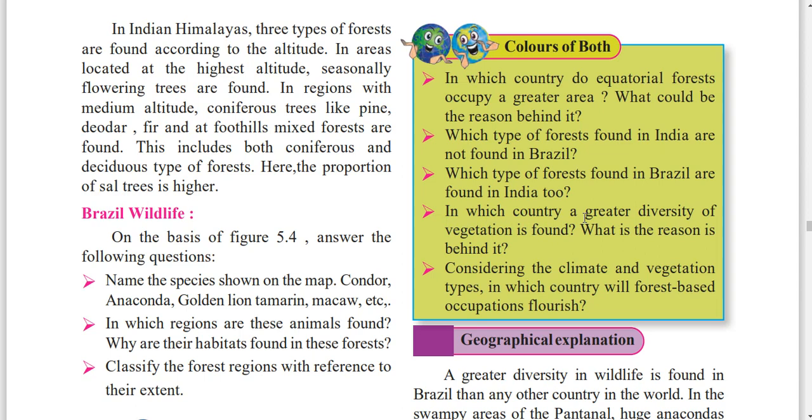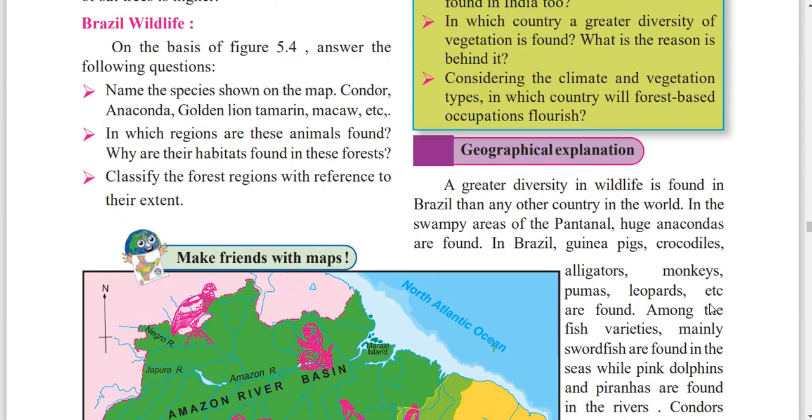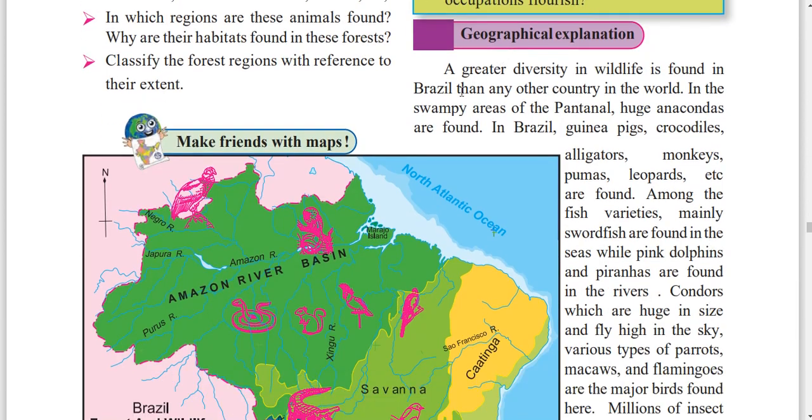In which country is a greater diversity of vegetation found? What is the reason behind it? Considering the climate and vegetation types, in which country will forest based occupations flourish? Geographical explanation. The greater diversity in wildlife is found in Brazil than any other country in the world.